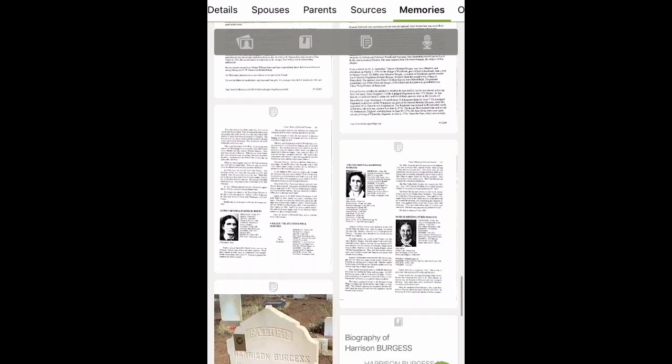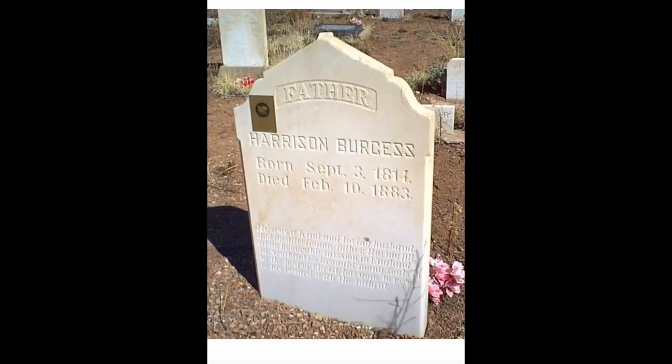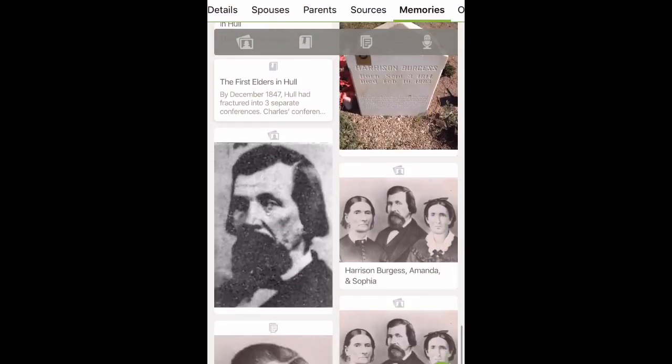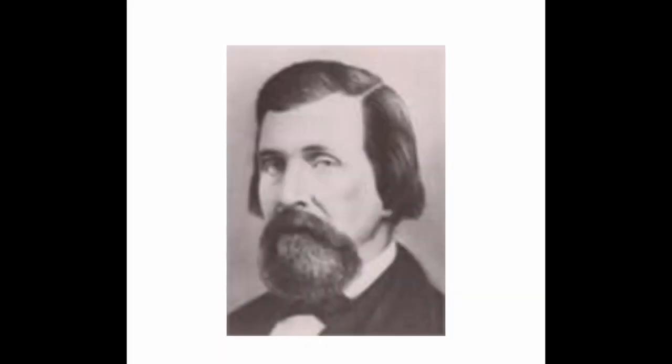And it's just a great way to get to know your ancestors a little bit better, like even see a picture of their actual tombstone. So yeah, this is one of my favorite ways to get to know your ancestor and become closer to them as you know who they are.